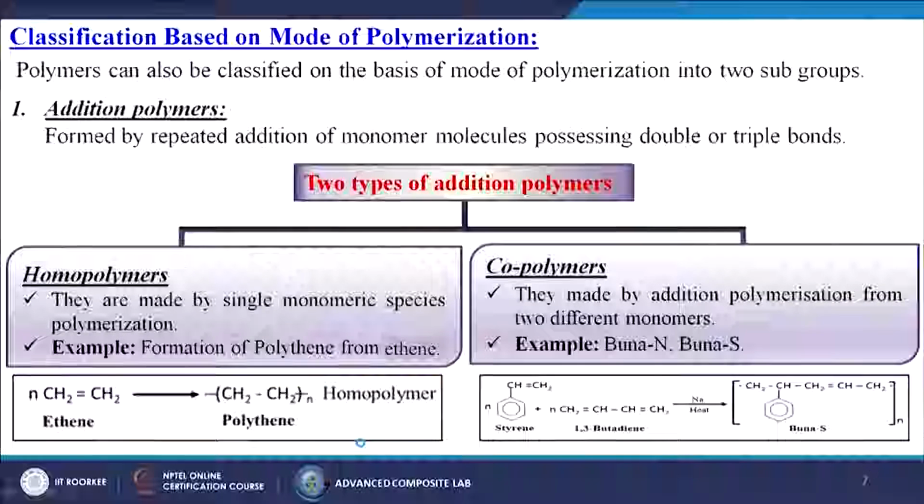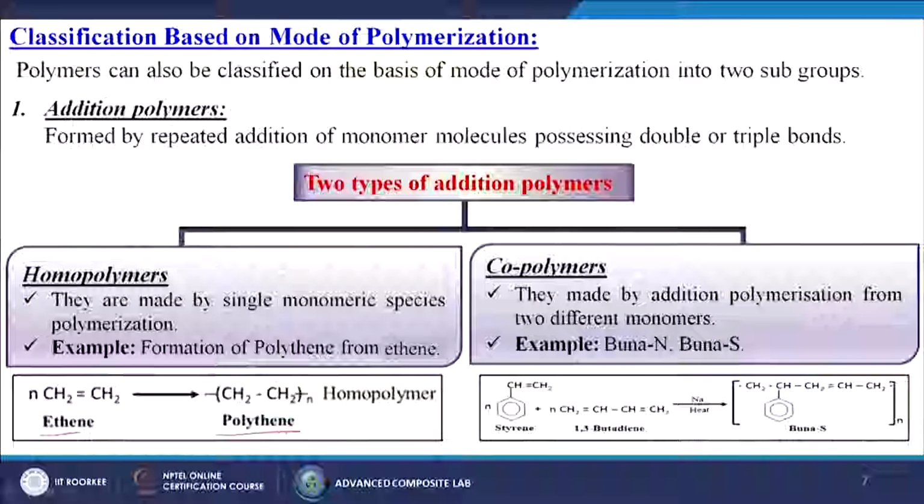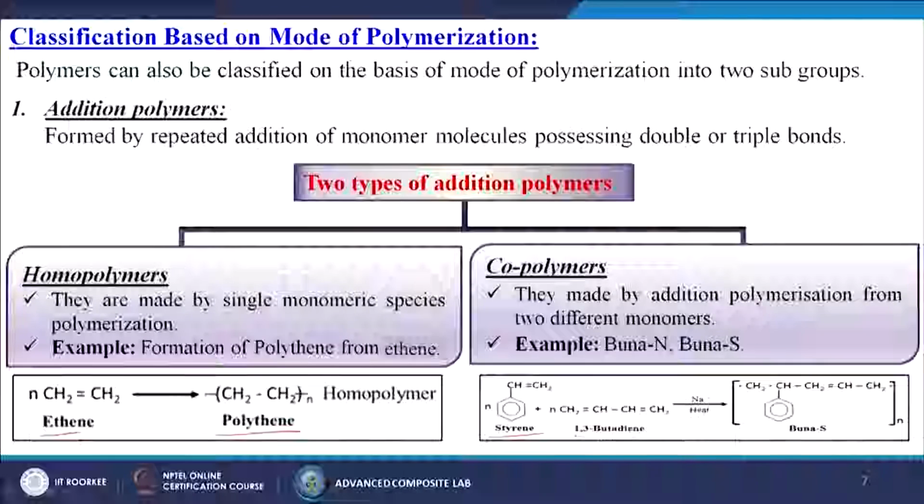So, what are homopolymers? They are made by polymerization of a single monomeric species. Example: formation of polythene from ethene. The same group we are attaching all together, like a monomer, and then we get the polymer itself. So, from ethene we are making polythene. When we are talking about copolymers, they are made by addition polymerization from two different monomers. So, generally two species are added to make these polymers, like if we add styrene with 1,3-butadiene, then we can get BuNa-S.